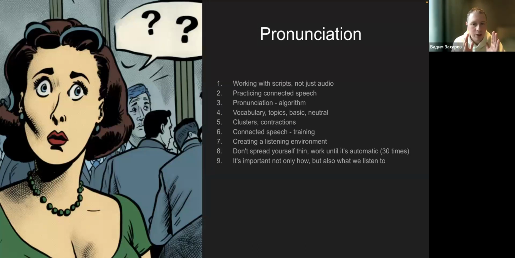You just need to have this standard type of pronunciation, like here, working with scripts like BBC. I usually say BBC radio, BBC radio.